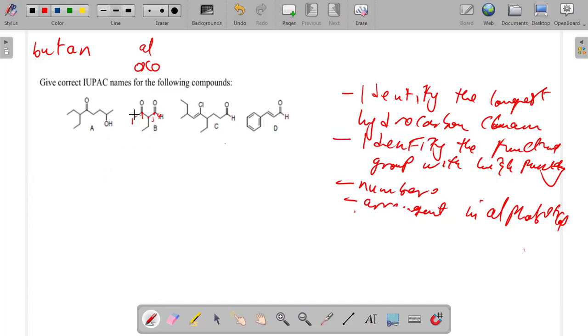which is not going to be okay. But if we start from the other side, we are saying this will be our position number 1, this will be our position number 2, number 3, number 4, isn't it? So we are getting the lowest number possible, 1, when we start counting from the other side. So it means that our aldehyde functional group will be at position number 1, rather than it being at position number 4. So we start numbering from this side.